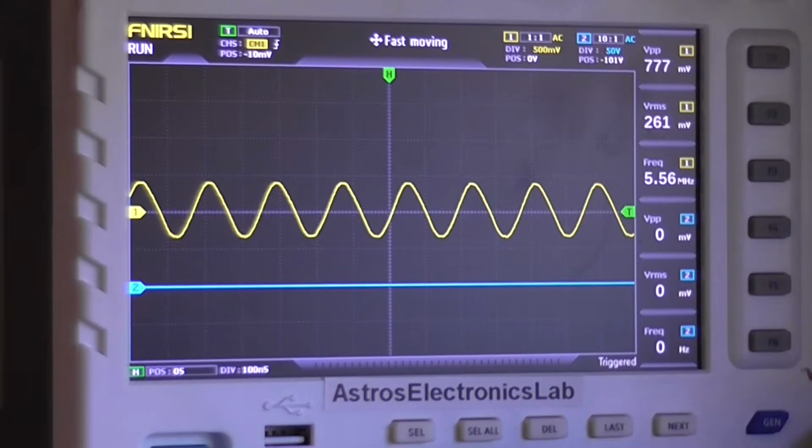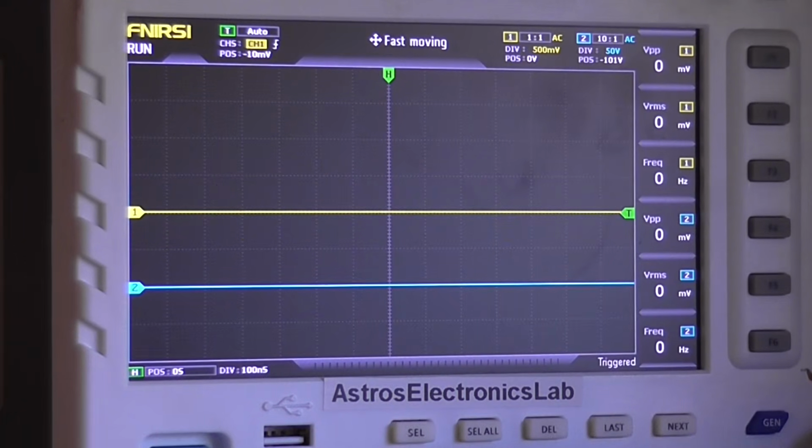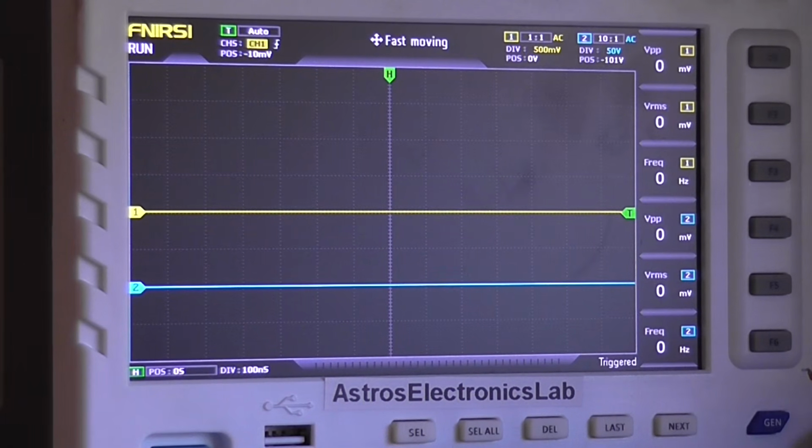So there's the scope trace. I now connect the Zobel network capacitor to ground, and there it goes, it's gone. That is how important Zobel networks on the output of an amplifier actually are. So for this particular circuit, it looks like I'm going to have to include a Zobel network.